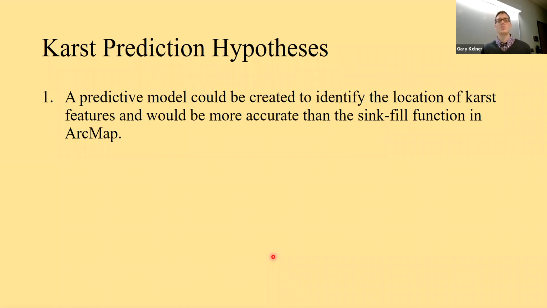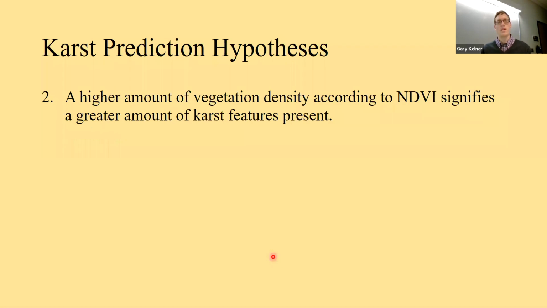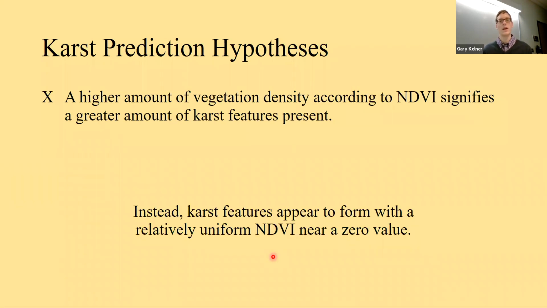The first hypothesis within this thesis was that a predictive model could be created to identify the location of karst features and would be more accurate than the sinkfill function within ArcMap. This hypothesis was proven correct. Looking at the second hypothesis, a higher amount of vegetation density according to NDVI signifies a greater amount of karst features present. This hypothesis was proven false. Instead, karst features appear to form within a relatively uniform NDVI range around karst features near the value of 0.